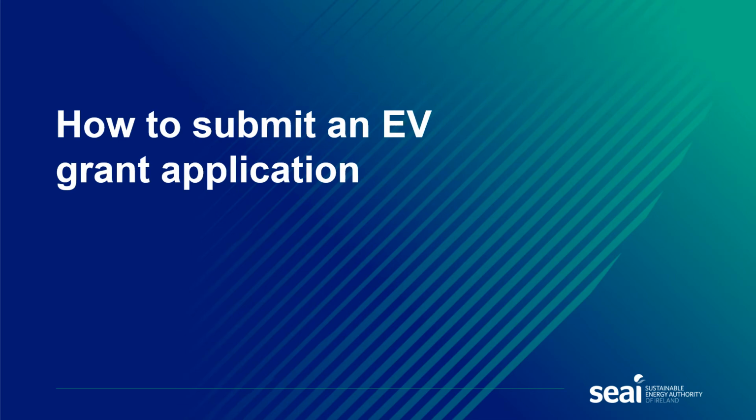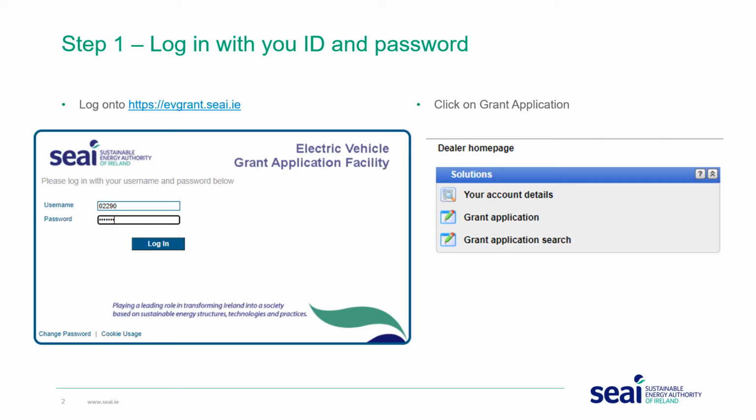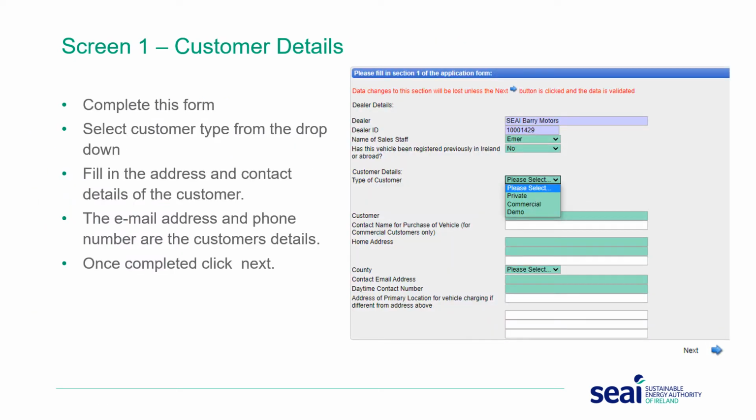This video will take you through the steps of how to submit an electric vehicle grant application. Log on to the EV Grant portal using the username and password issued by SCAI. Once you're in the system, select Grant Application. There are now 5 screens with details to be completed.